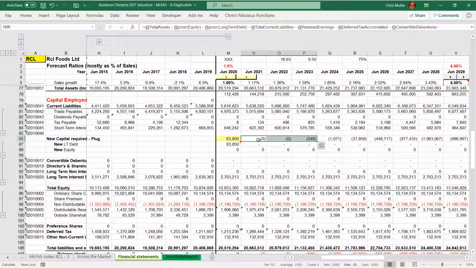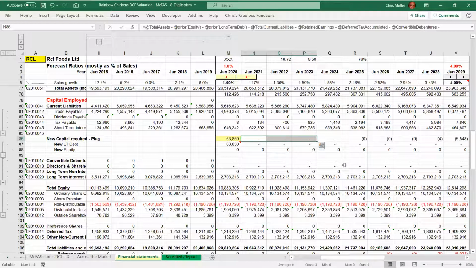So I've just pressed F9 because I'm looking at my new capital required. I want to show you that it's all negative numbers. And at the bottom here, we're iterating. And you have to press F9 a few times to get it to iterate down to 0.